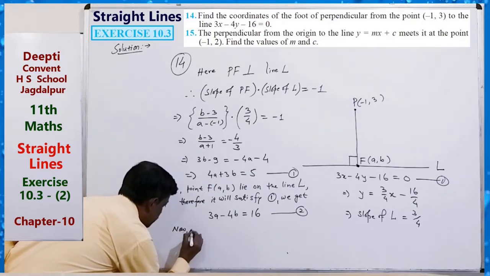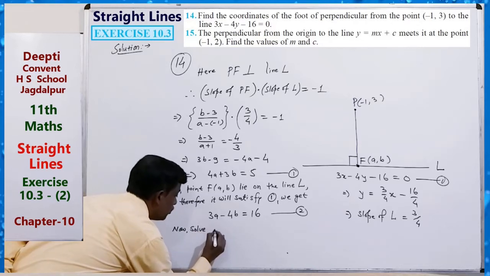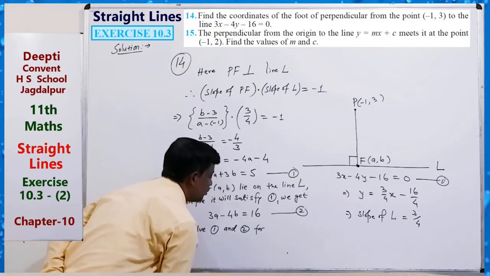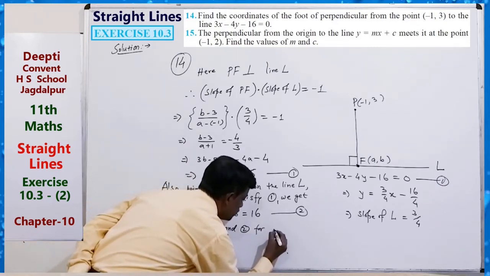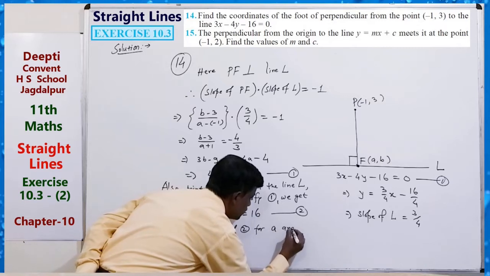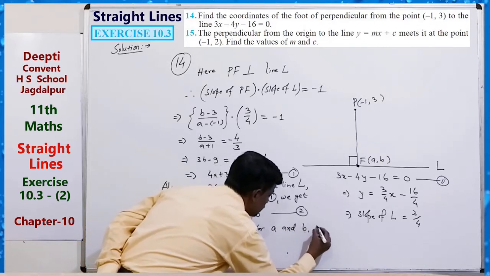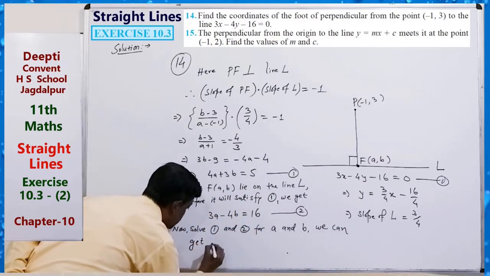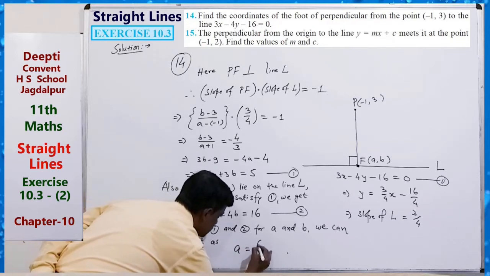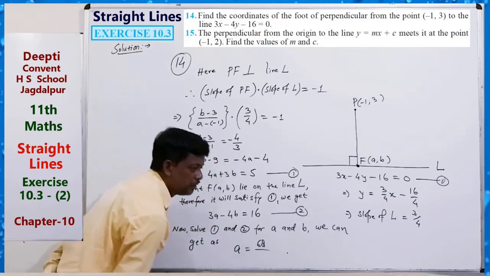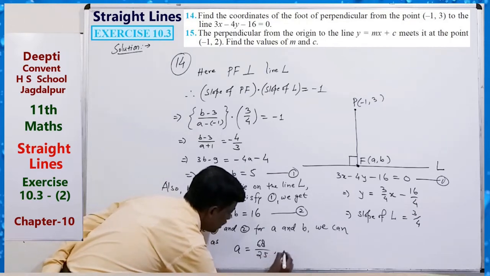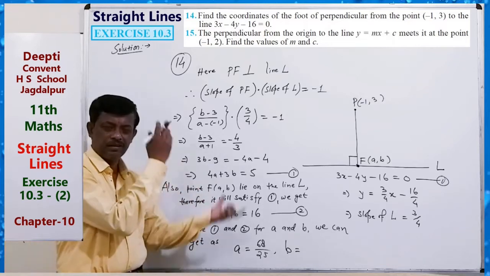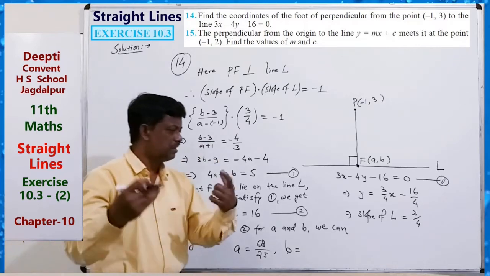Now solve equations 1 and 2 for A and B. We can get A equals 68 upon 25 and B equals, just solve it, these two, by multiplying, by the elimination method, by cross multiplication, by any method, you just have to solve.